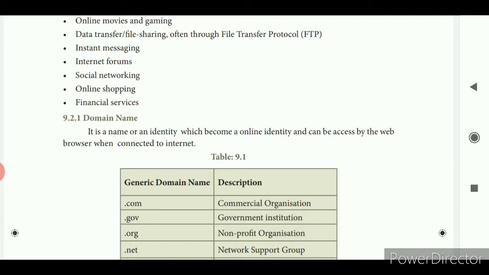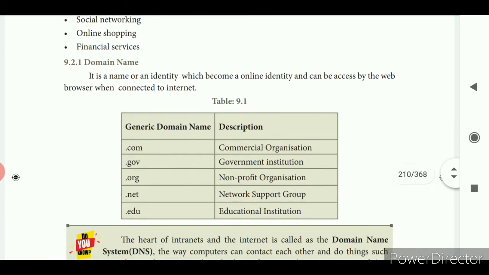Domain name is nothing but the name given to your web page name. So what is the last part? .com, .gov, .org, .net. These are all called the domain name. It's a name or an identity which becomes an online identity and can be accessed by the web browser when connected to the internet.